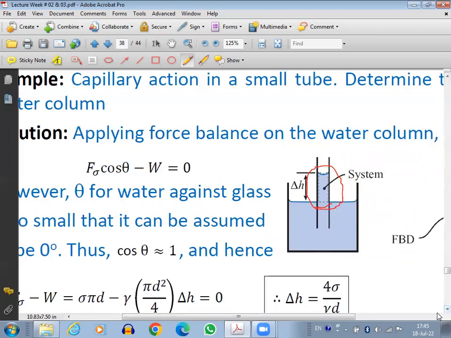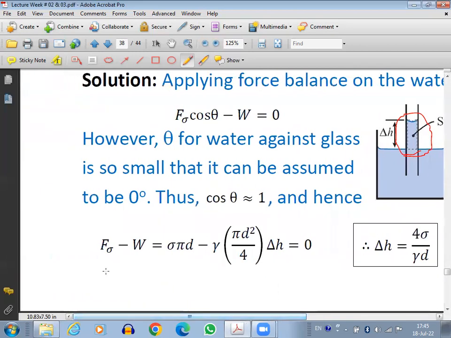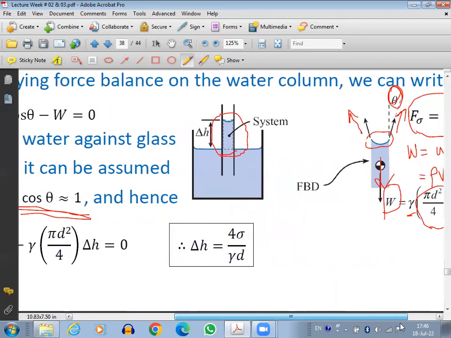Okay. So now just substitute the values. For the case of water with glass, the theta is almost zero. It's not zero, but very small, that we can consider it to be zero. So if it is zero, cos theta will be one. So it will be F sigma minus W. F sigma is sigma pi d, minus W, which is gamma pi d square by 4 into del H. So we can find del H. Del H will be 4 sigma over gamma d. So we have actually found the formula for height in a capillary tube. Height in a capillary tube depends upon the diameter of the capillary tube.